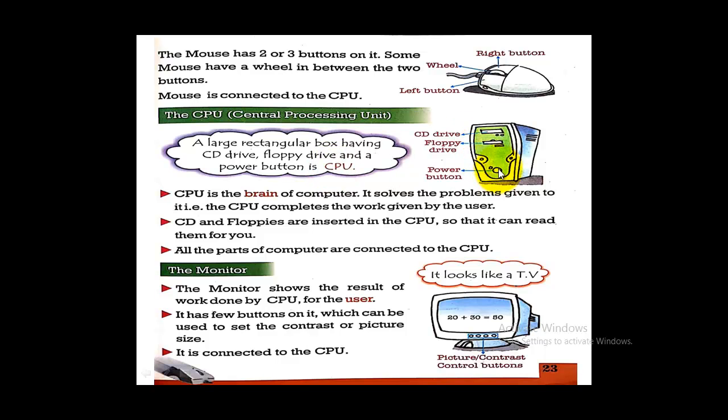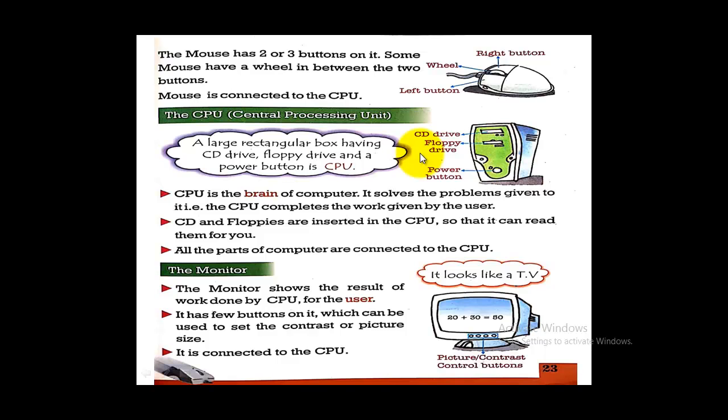Power button to power on the CPU. The power button here is a small button here also. This is known as a reset button. CD drive. It may be CD drive or it may be DVD drive. Then the next is the floppy drive. Nowadays floppy drive is not used. This is known as the floppy drive.